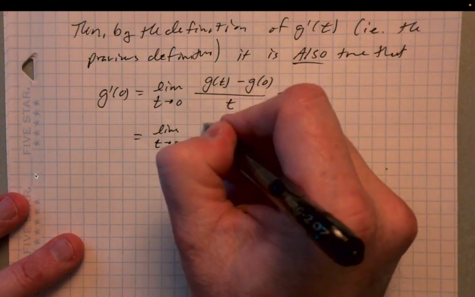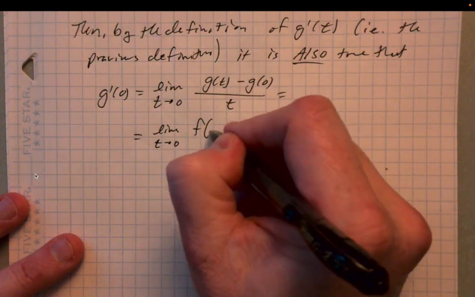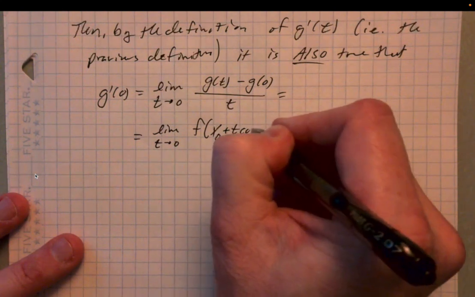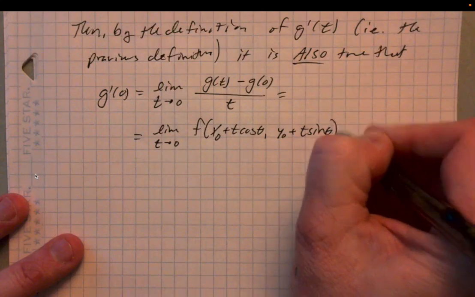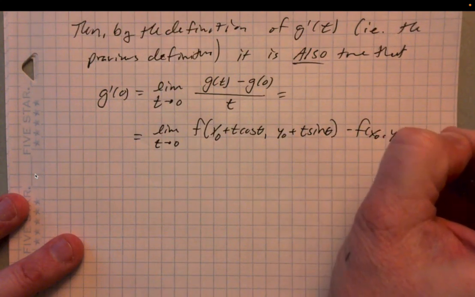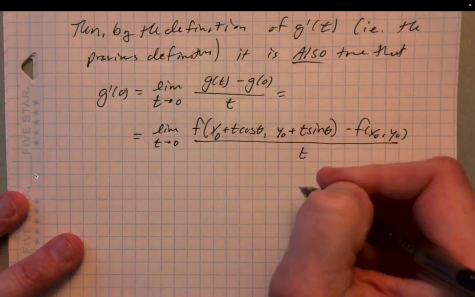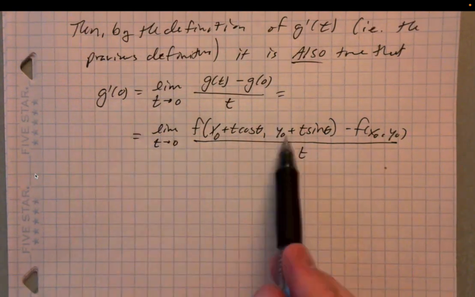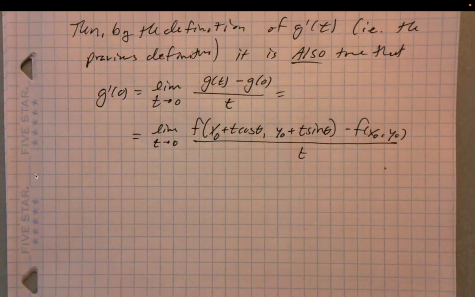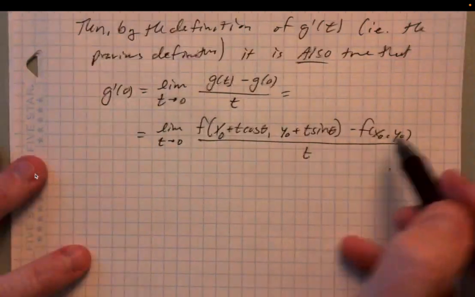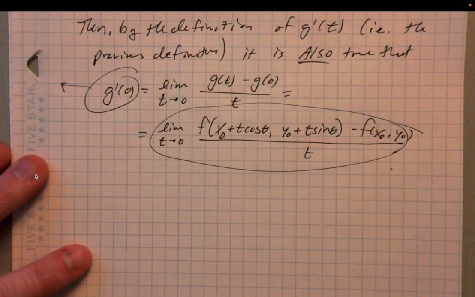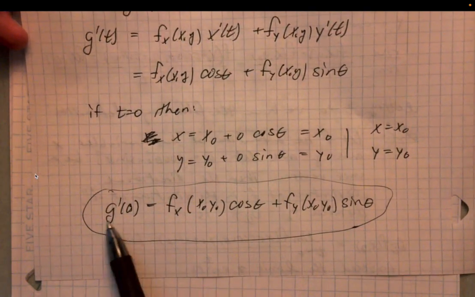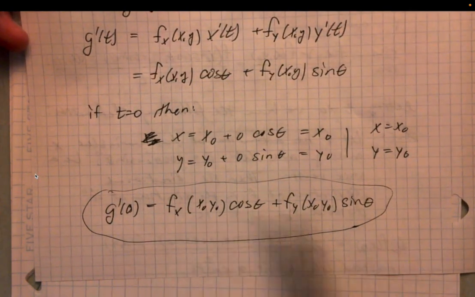This is going to be f of x naught plus t cos theta, comma, y naught plus t sine theta, minus f of x naught, y naught, over t. And so this is the definition of the directional derivative. And so that ties this guy here back to the previous page where we said g prime of 0 was this guy.